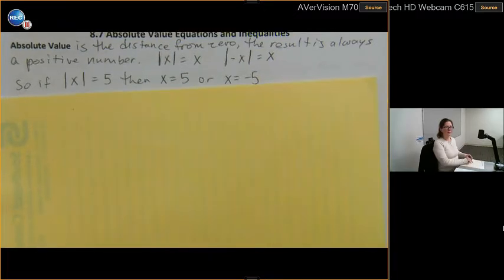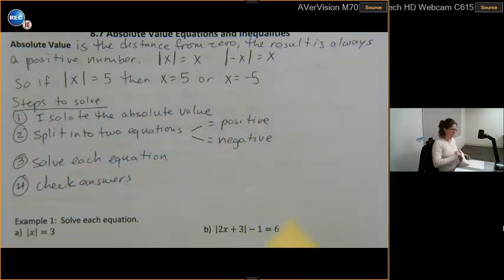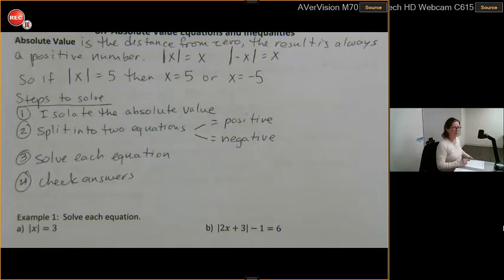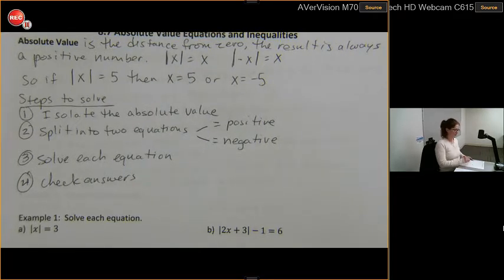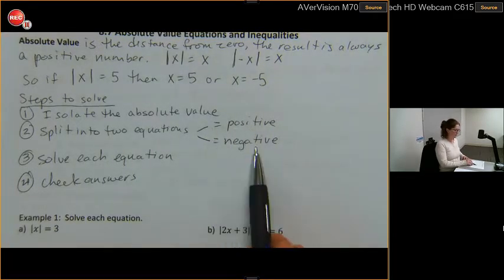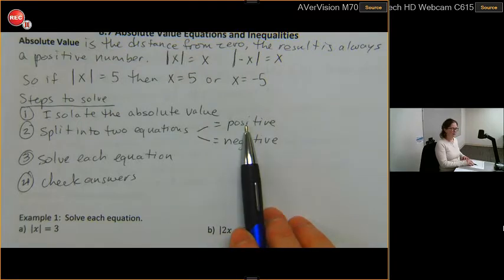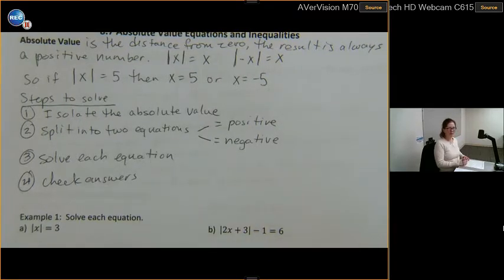So we're going to solve an absolute value equation. The steps we're going to follow is that we're going to first isolate the absolute value. Then we're going to split into two equations, one equal to negative and one equal to positive. We'll solve each equation and we can check our answers.